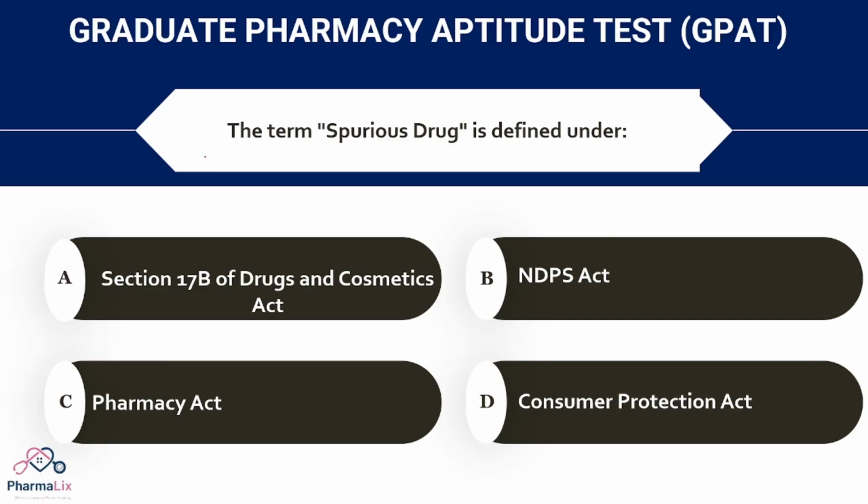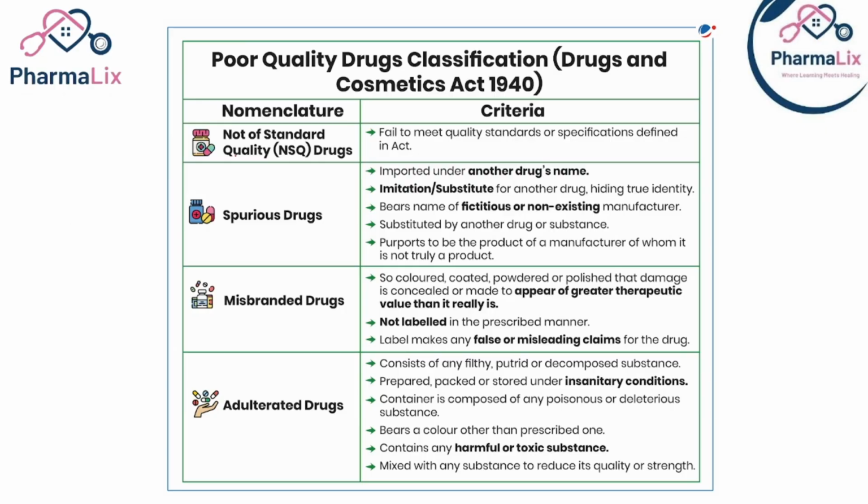The term spurious drug is defined under. So under which is the spurious drug defined? Section 17B of the Drug and Cosmetic Act, NDPS Act, Pharmacy Act, or Consumer Protection Act. So see, Consumer Protection doesn't talk about spurious drug, Pharmacy Act does not talk about spurious drug, NDPS also does not talk about spurious drug. So the discussion of spurious drug is always done under the Drug and Cosmetic Act, that is section 17B. So this is going to be our correct answer. So poor quality drug classification comes under these.